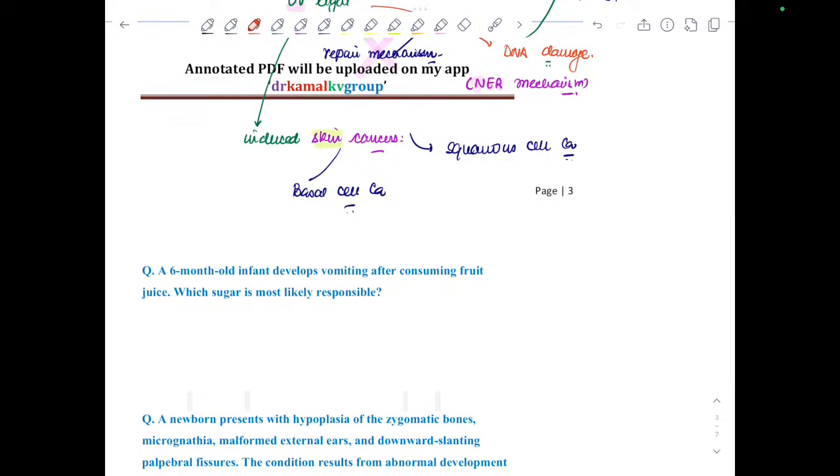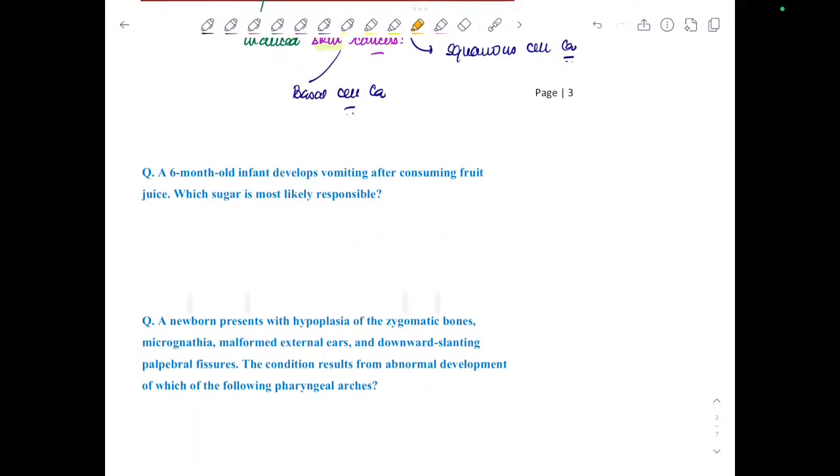Now, moving forward to another question. A 6-month-old, now this age is very important in this particular question. A 6-month-old infant develops vomiting after taking fruit juice. Now, what is the problem, or what is the sugar which is most likely? Very good, Sunny Bunny, you are absolutely right.